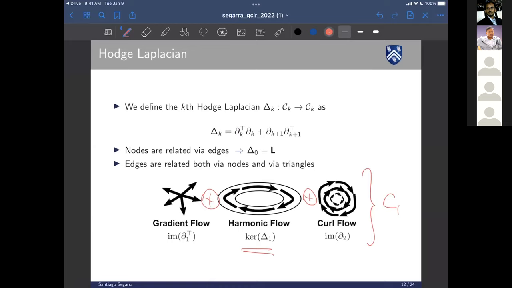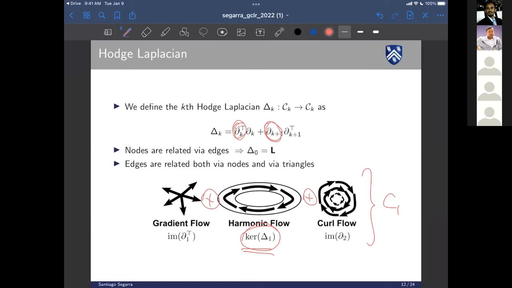So the basis for these flows is related to the spectral decomposition of the Hodge Laplacian. In particular, the kernel of the Hodge Laplacian is a basis for all harmonic flows in your space. And then gradient and curl flows can be seen as the images of these two operators over there. So this means that if we use the Hodge Laplacian to process and to learn from data, then we are facilitating this architecture to decompose the information in these three different spaces.